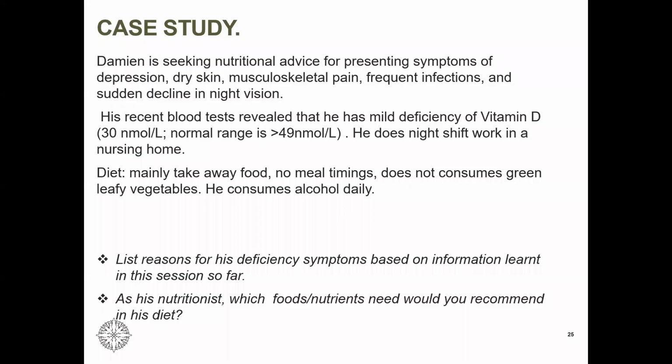Okay, now I want to hear from you all. What do you think? I've got potential deficiency in vitamin D because he's got frequent infections, and potential deficiency in vitamin A because of the sudden decline in night vision. Yes, that's correct, Mary.